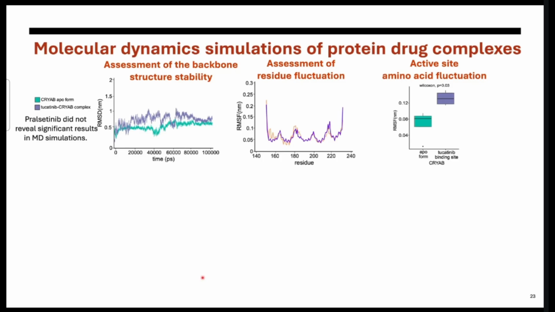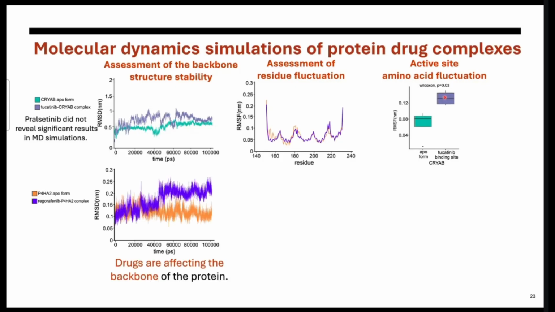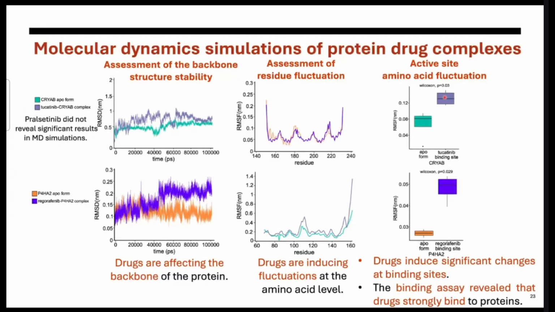When this particular drug is bound to CRY-AB, it is disturbing the backbone and also causing disturbance in the binding pockets. As you see in this box plot here, when there is no drug, there is not much difference, but when the drug is bound to the binding site of CRY-AB, there is a significant change. And a similar analysis was performed for P4HA2 and regorafenib. Here also we see that the drug affects the backbone of the protein and also the binding site at the amino acid level. And then we also looked into the binding assay using the molecular trajectories. There we clearly saw that the drugs strongly bind to these two protein structures.